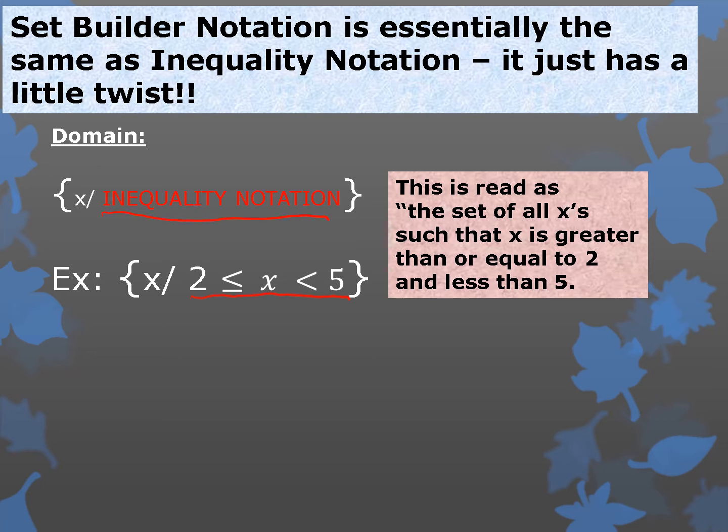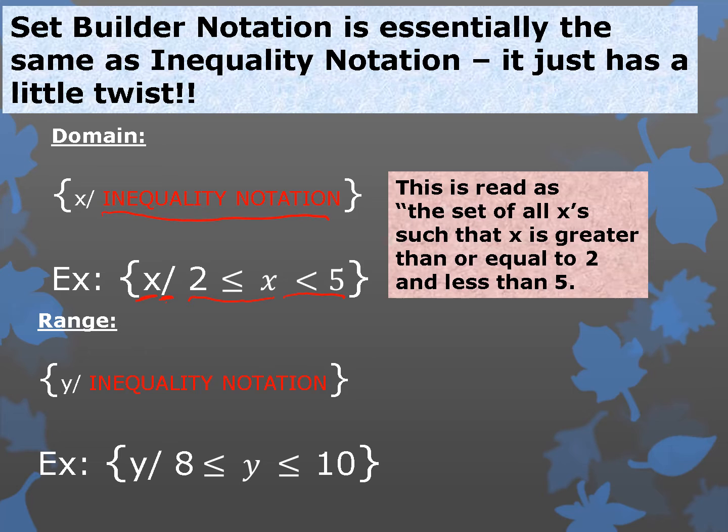Okay, so let's break that down and go piece by piece. The set of is what the birdie braces are for. The set of all X's such that, because the slash means such that. So the set of all X's such that X is greater than or equal to 2 and X is less than 5. So it's not too bad when you break apart the parts.